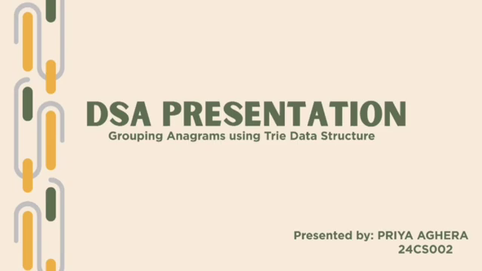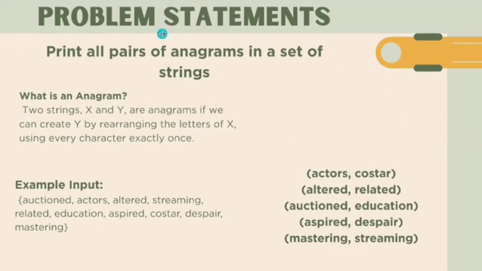My ID is 24CS002. Today I am going to present my topic, grouping anagrams using a tree data structure. Our problem statement is to print all anagrams in a set of strings. What is an anagram? Two strings are called anagrams if we can create one by rearranging the letters of the other using all characters exactly once. For example, actors and costars, altered and related, auction and education. All these pairs use the same letters, just in a different order.